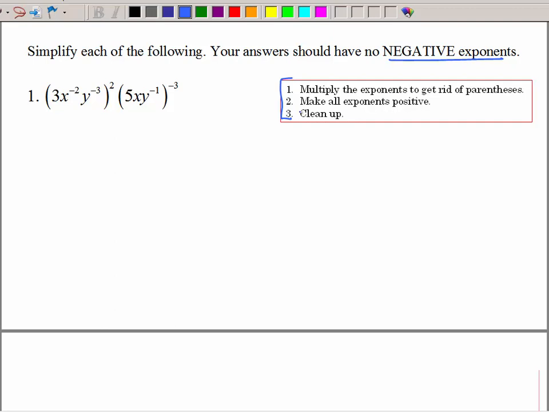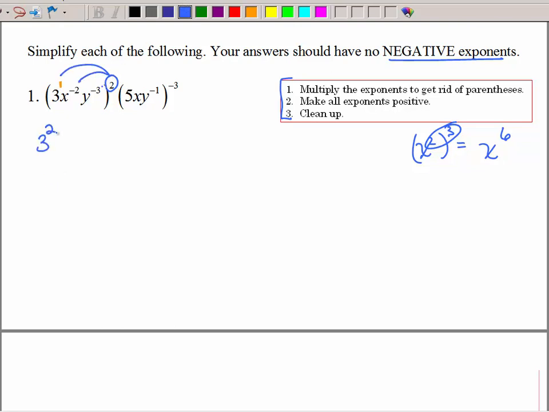So if you have parentheses, I'm going to multiply the exponents to get rid of the parentheses. Because remember, if you have a power raised to a power, you multiply. If you have x squared to the 3rd power, keep the base and multiply those exponents. So that's what I'm going to do here. Now the most common mistake is forgetting that the numbers also have an exponent of 1. So I'm going to multiply all those exponents and keep the base.